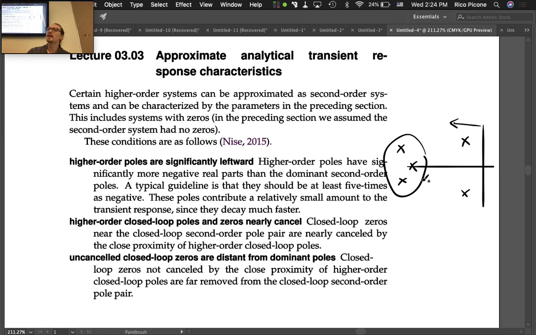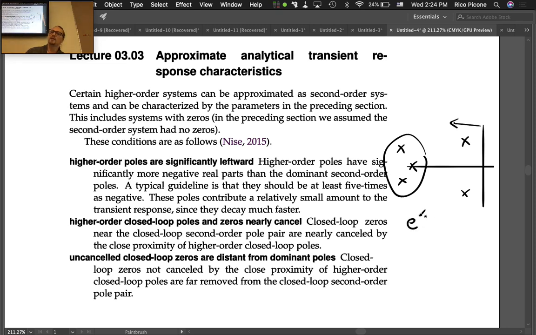Why is that the case? Why does the fact that these ones are out here mean that we can assume they're not going to have a big contribution to the transient response? Because they decay so fast. Exactly. They don't make a significant contribution.